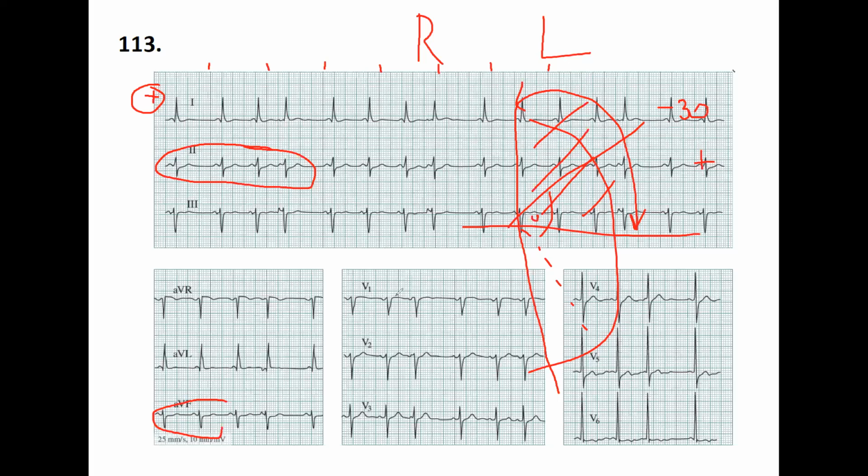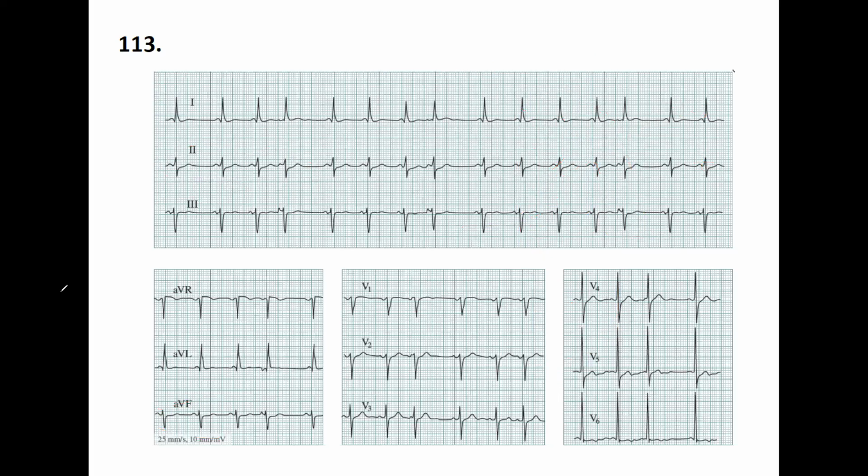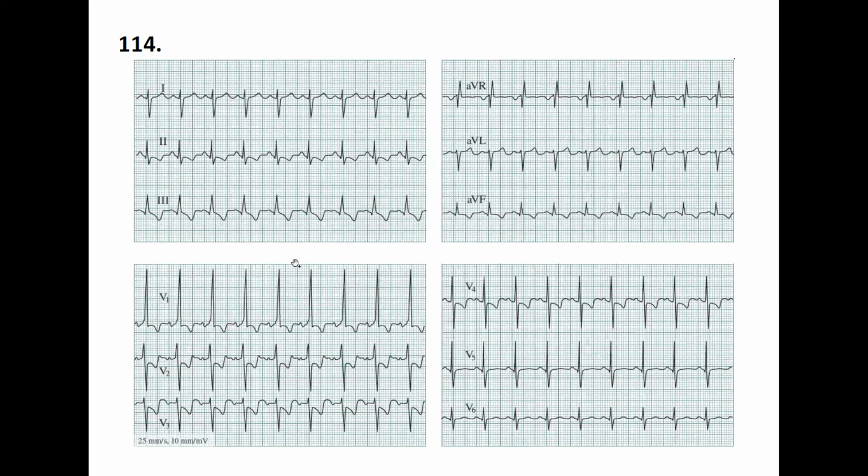So if a lead shows an equiphasic QRS complex, that means it's perfectly perpendicular to the lead? Exactly. Because that means 0. The reflection is exactly 0 because it's proportional to cosine alpha. Okay, good. All right. Number 114.